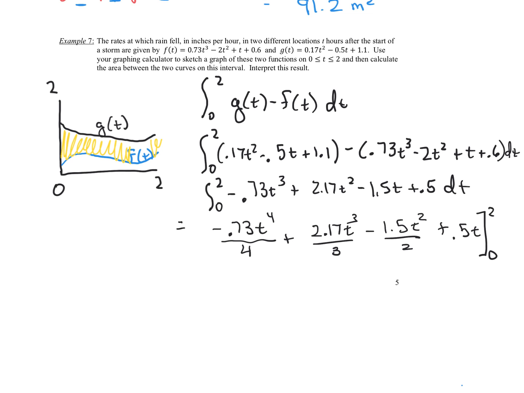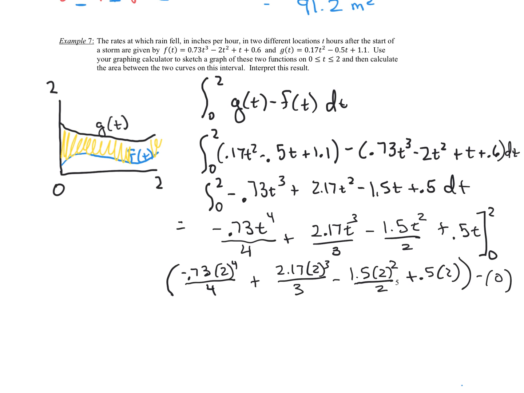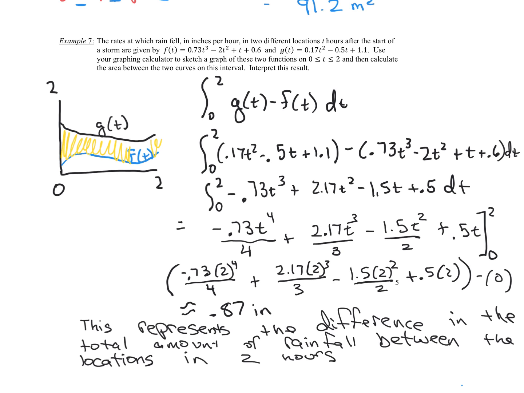I'm going to pause the video and just crunch the numbers. When I did that, I got this, which is approximately 0.87 inches. This represents the difference in the total amount of rainfall between the two locations over the time interval of 2 hours. All right, I hope that helped you.